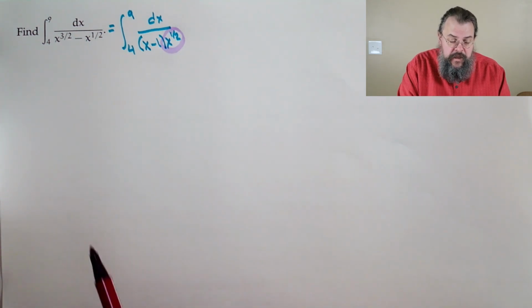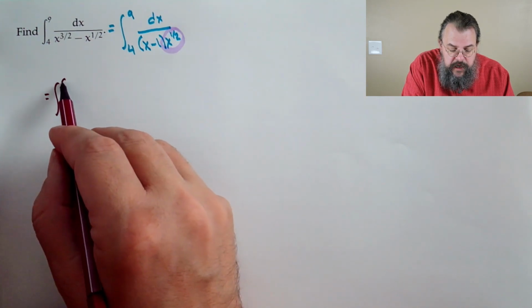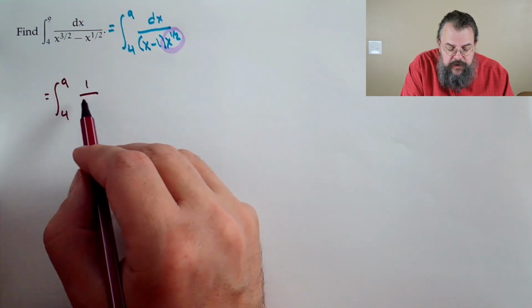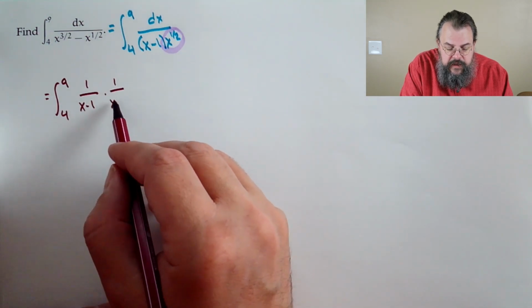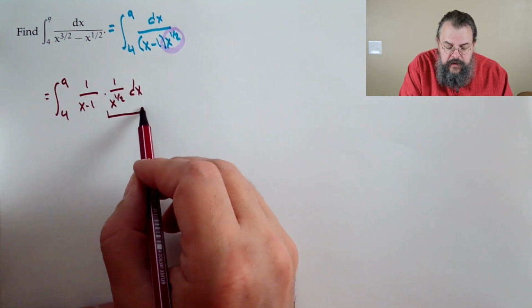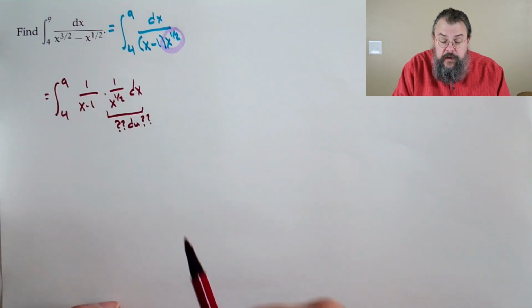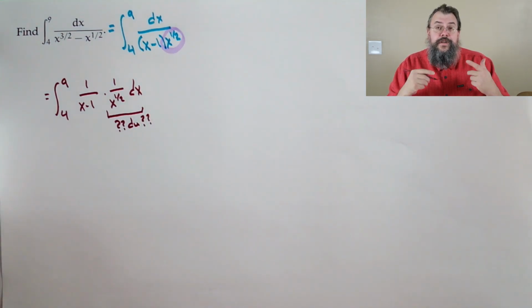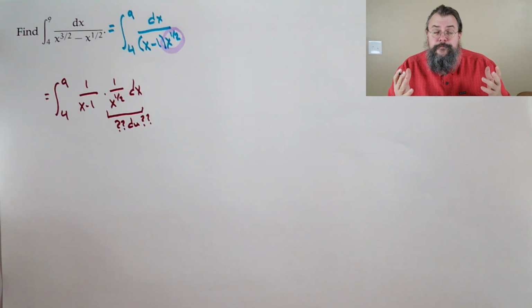So we can think of this as the integral from 4 to 9, and I'm going to write it as 1 over x minus 1. I'm just going to sort of separate these. I'm not trying to set this up as partial fractions. That's not my goal. And looking at this, say, well, maybe this is a du? Maybe. What would u need to be? So in other words, what would produce a derivative of x to the minus a half? What does that?